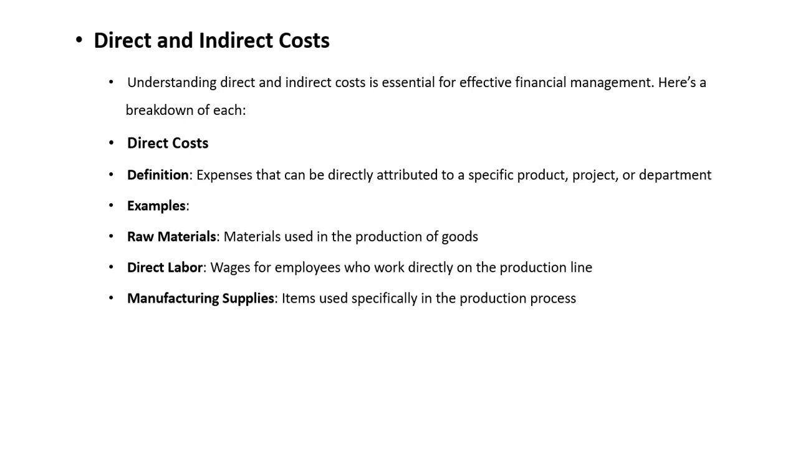Direct and indirect costs. Understanding direct and indirect costs is essential for effective financial management. Here's a breakdown of each. Direct costs. Definition: expenses that can be directly attributed to a specific product, project, or department. Examples: raw materials, materials used in the production of goods. Direct labor, wages for employees who work directly on the production line. Manufacturing supplies, items used specifically in the production process.